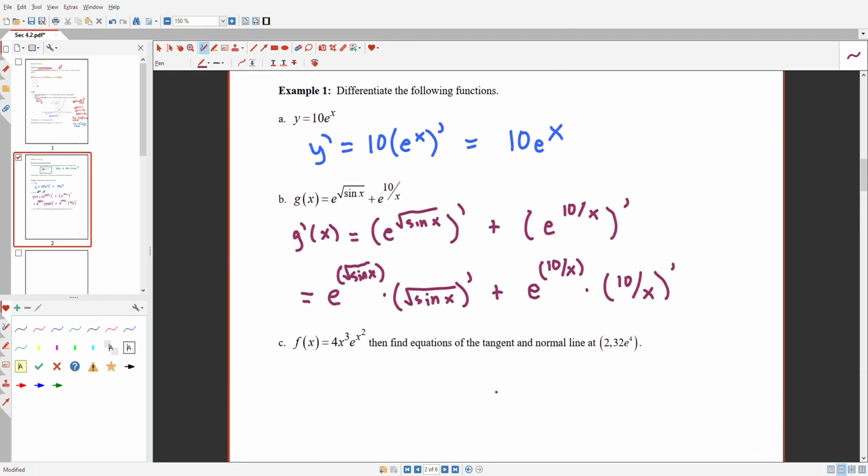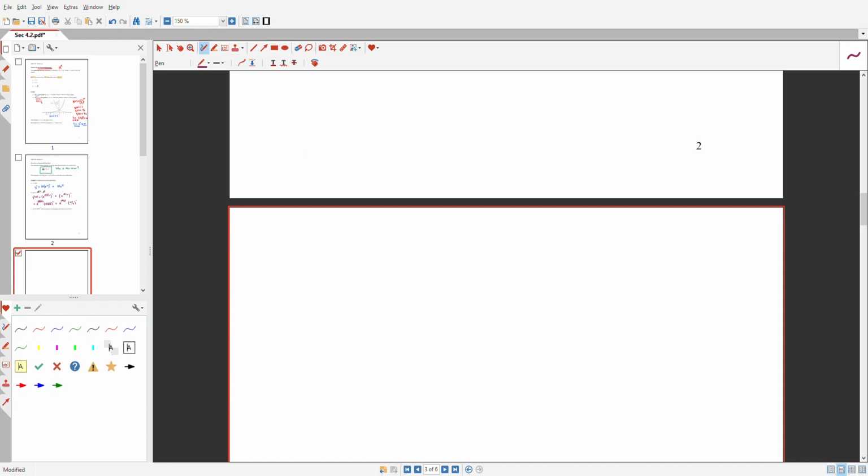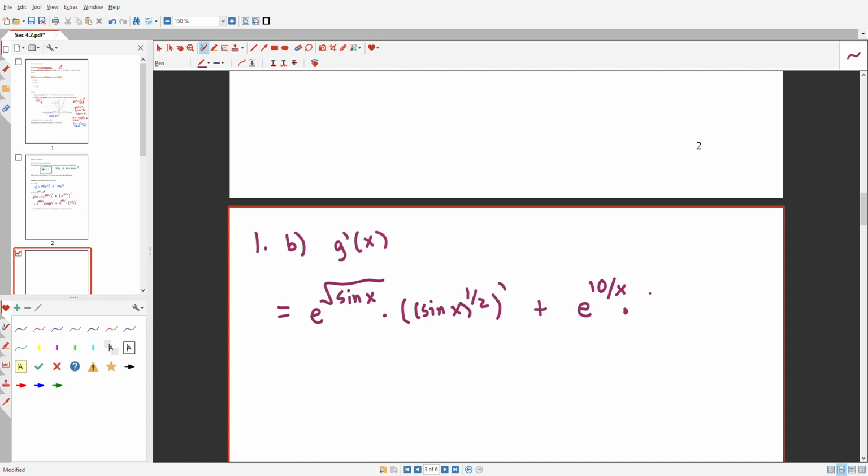Okay. So we're picking up example B. What was that, 1B? And so what we have now is g prime of x was equal to e to the square root of sine of x times the derivative of the square root of sine of x. And I'll rewrite the square root of sine of x so that it's a little bit easier to differentiate. That's sine of x to the 1/2. And then our other term was e to the 10 over x times the derivative of 10 over x, which I will write as 10 times x to the -1.